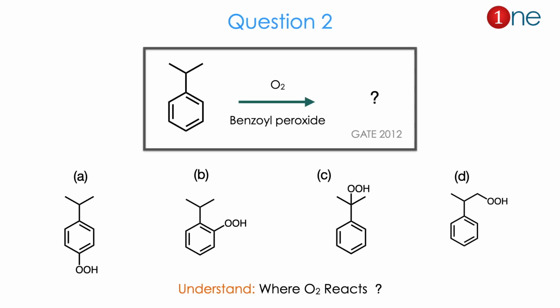Then question number 2. The starting material is benzene attached with an isopropyl group. You are using oxygen and benzoyl peroxide. They ask you to find the product. The products are mostly the same except the OH position is different. So where is the OH position, whether in the ortho or para, or in the side chain, which is on the tertiary position or on the primary position? From reactant to product, the question is really about where the O2 reacts. The answer is C. Let us see how.